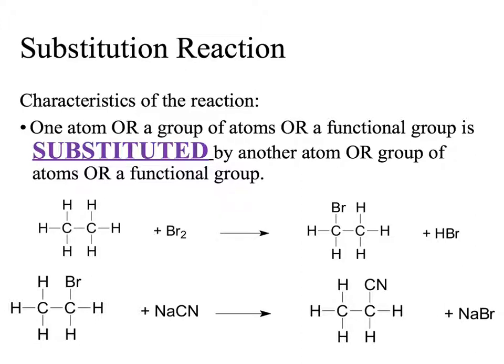In the first reaction, the hydrogen atom of an alkene molecule has been replaced by the bromine atom during the reaction. In the second equation, the bromine atom in the halogenoalkane, upon undergoing reaction, has been replaced by a group of atoms. So this is the characteristic of a substitution reaction.